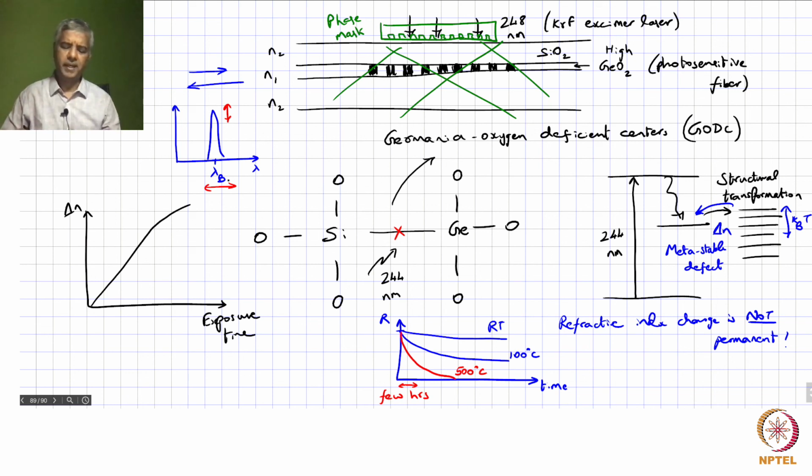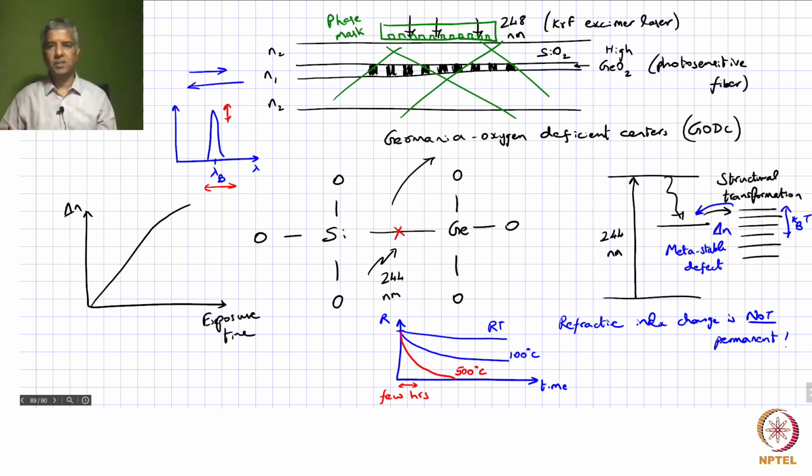But having said that, if your index contrast is reducing, that also corresponds to an average refractive index change across the grating, and that means that lambda b also shifts a little bit. So, you do have to calibrate your grating every now and then to account for that shift due to decay of the grating reflectivity, due to the fact that the refractive index change that you have is not permanent in nature.